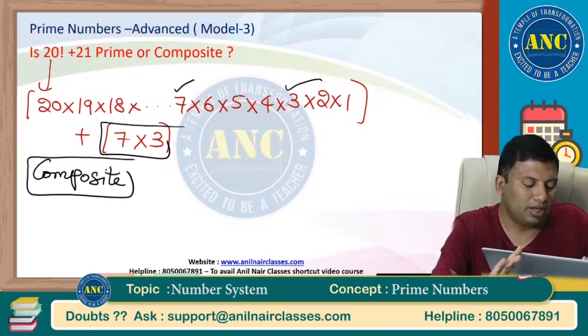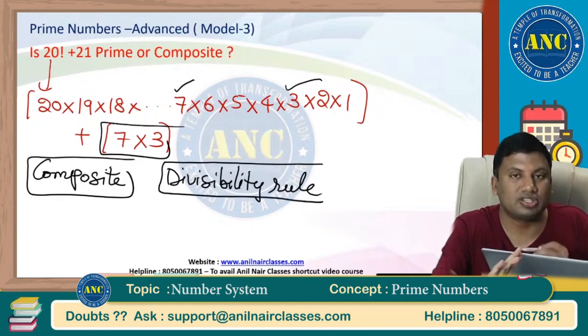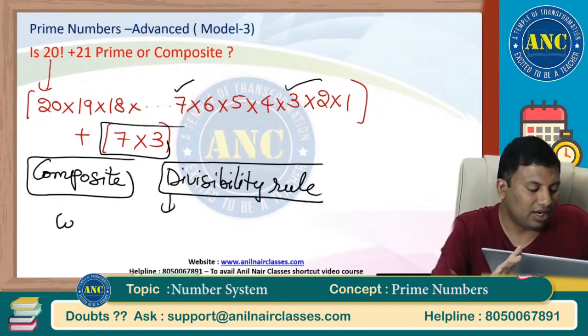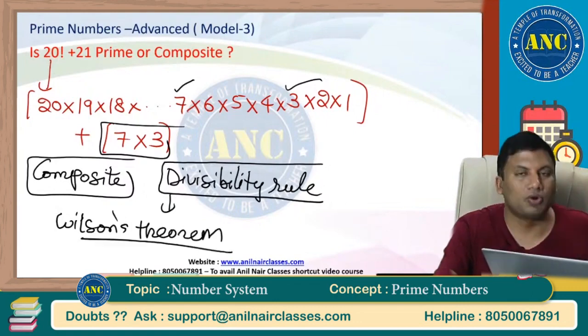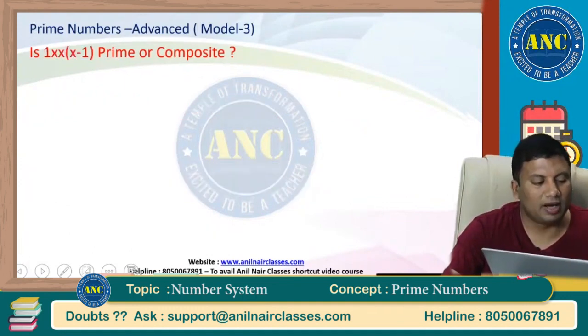The question could be anything, sir. Sometimes just by seeing the divisibility rule, you will get the answer. Or if the divisibility rule is not giving you the answer, then apply Wilson's theorem whenever you are in trouble. I hope you got the idea of how to check whether it is prime or composite.